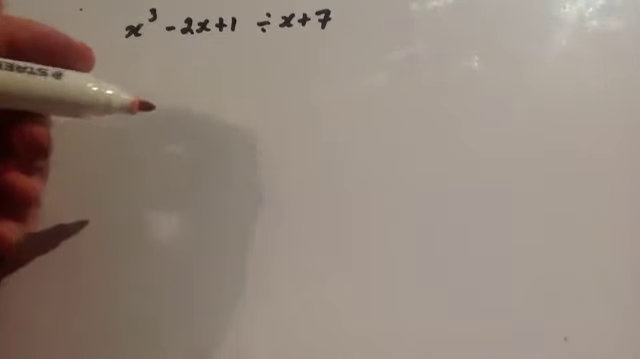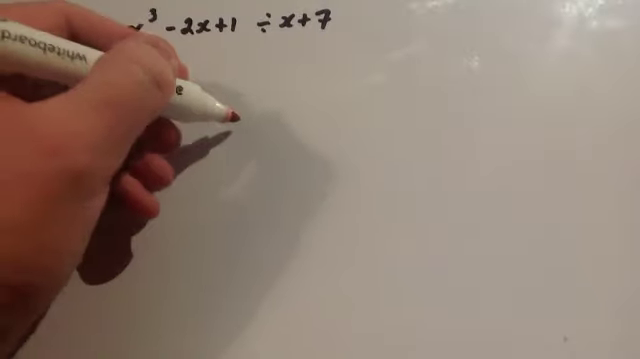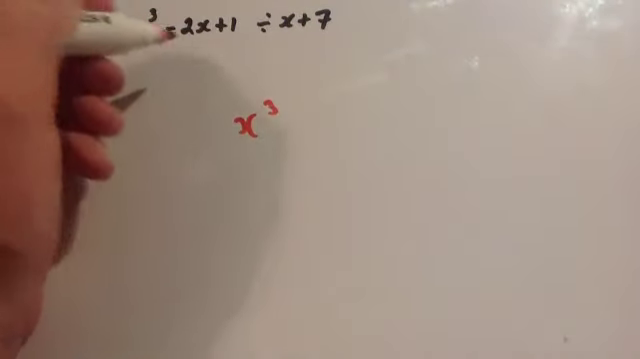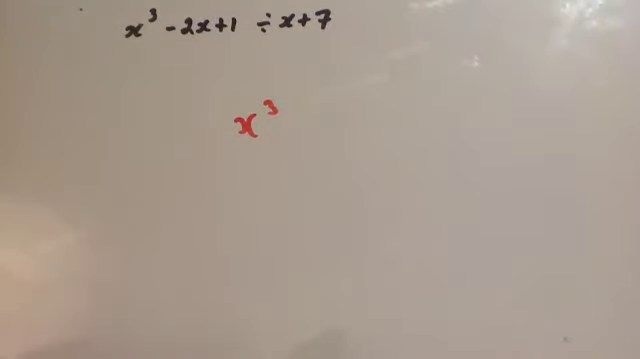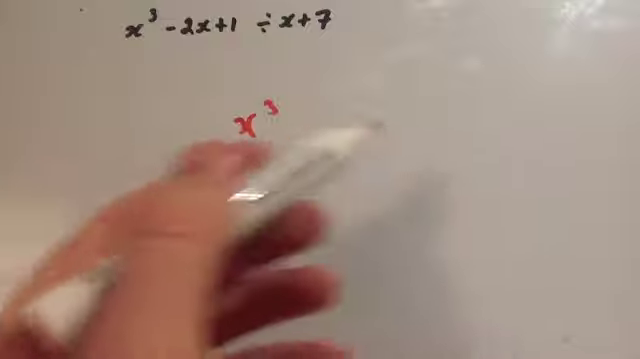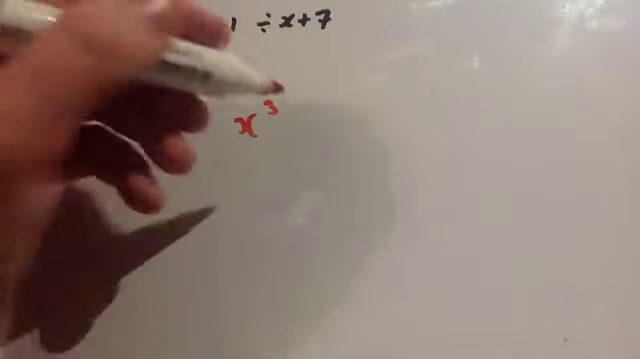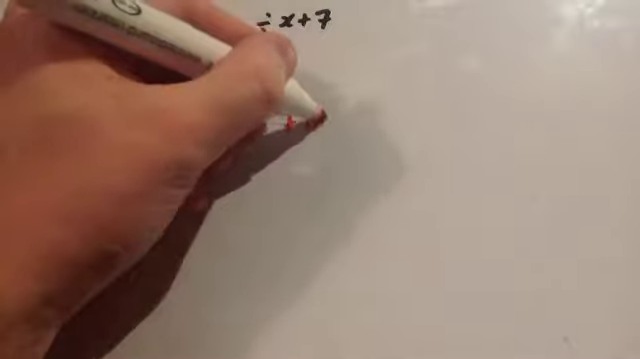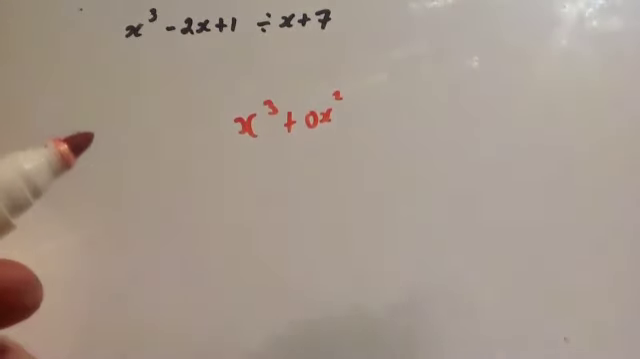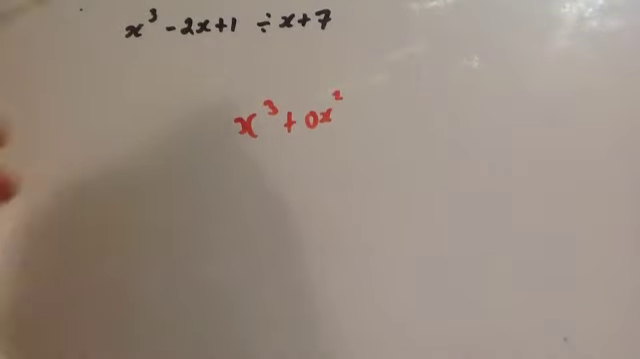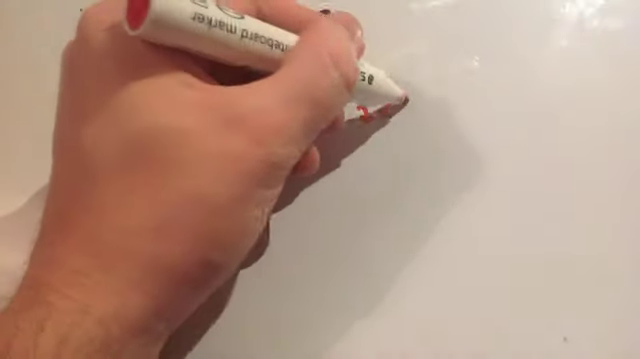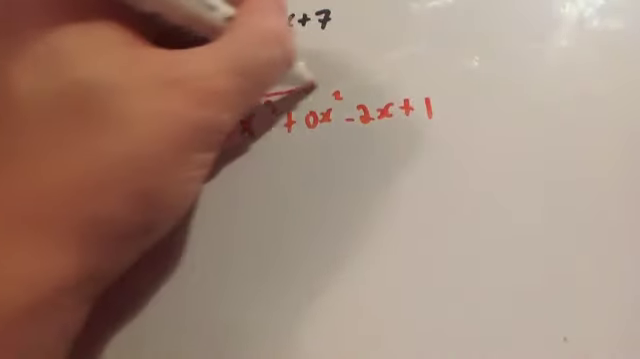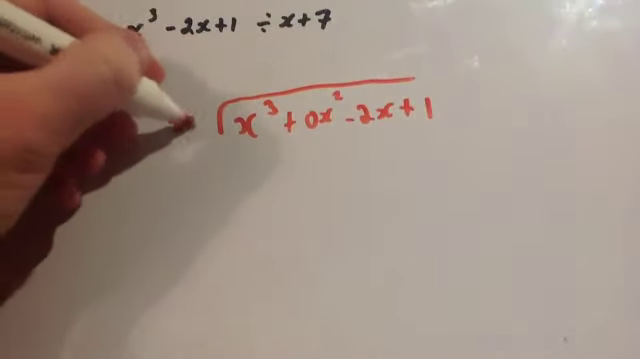Okay, so let's have a look at how to set out this bus shelter. So we've got x cubed. Now, you notice the x squared term's missing. You need that x squared term in your long division method. So what you're going to do is write plus 0x squared. You might think, what's the point in that? But it's very important to keep the right place value whenever we're doing this. Minus 2x plus 1. And we're going to divide that by x plus 7.